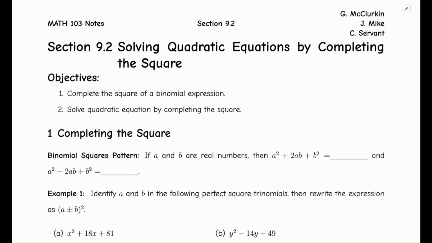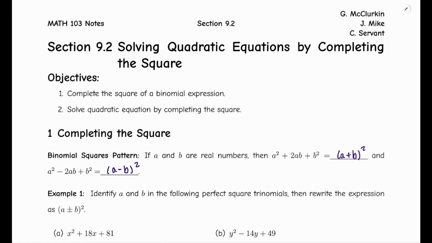Hello, this is section 9.2, solving quadratic equations by completing the square. Part 1, completing the square. Binomial square patterns. If a and b are real numbers, then a squared plus 2ab plus b squared equals the quantity a plus b squared, and a squared minus 2ab plus b squared equals the quantity a minus b squared.